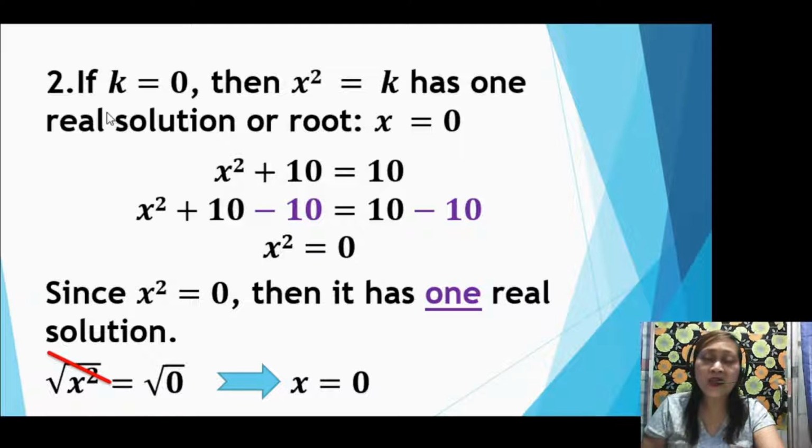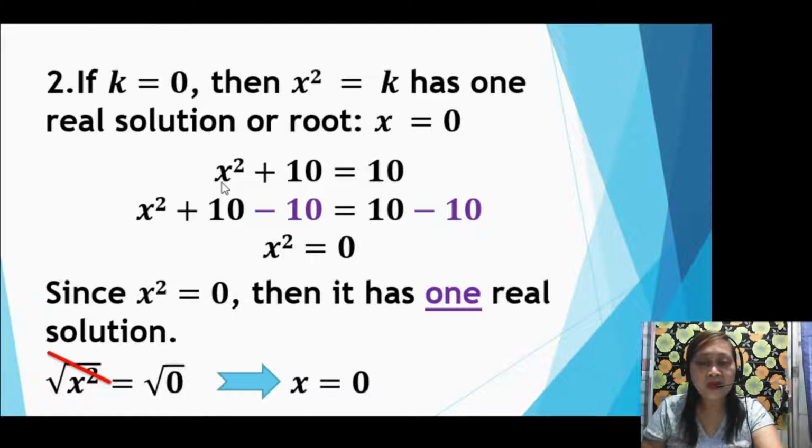Now let's proceed to our second property. The second property of solving quadratic equations by extracting square roots is if k is equal to 0, then x squared is equal to k has one real solution or root, and that is x is equal to 0. So if our k here is equal to 0, then our solution is 0.